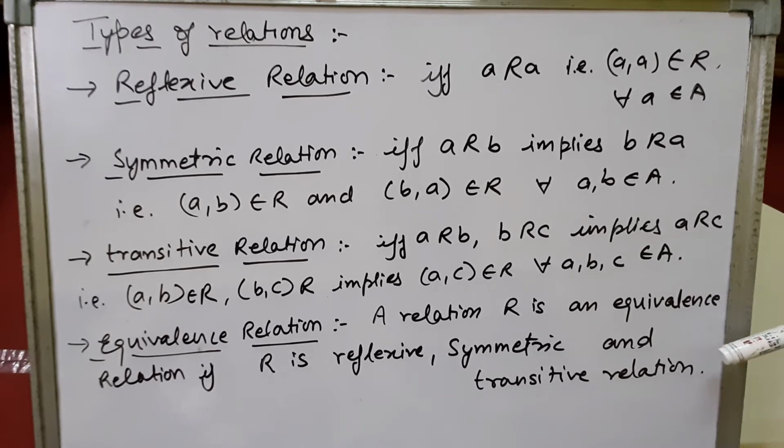Next is equivalence. If a relation is reflexive, symmetric as well as transitive, then it will be called an equivalence relation. So to prove an equivalence relation, we need to prove the relation to be reflexive, it has to be symmetric, and it has to be a transitive relation. Alright children.